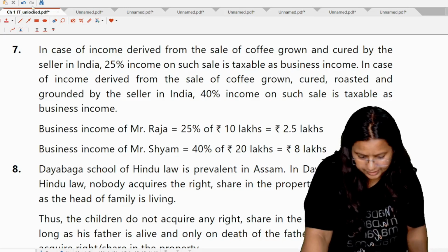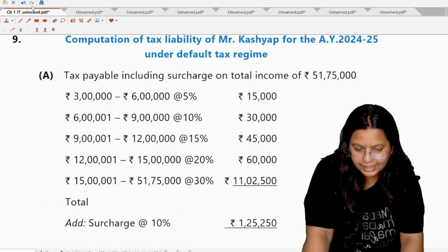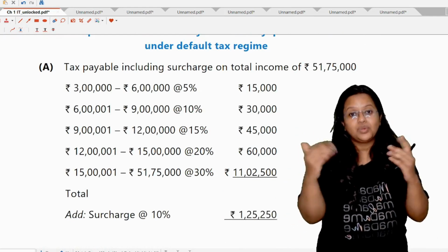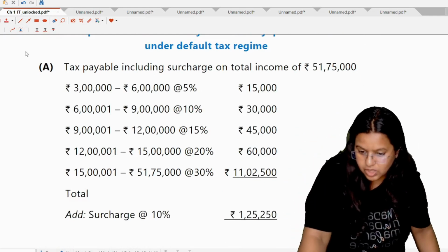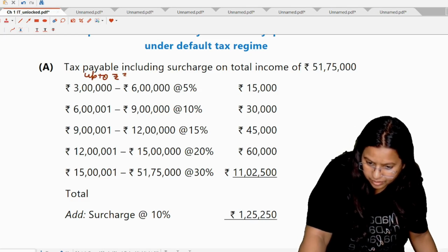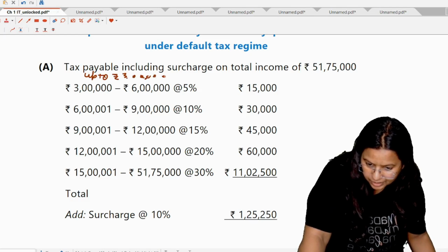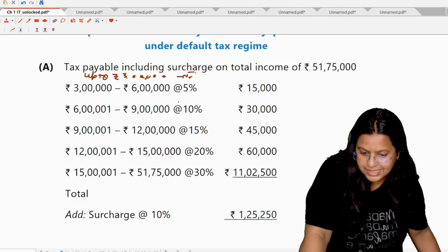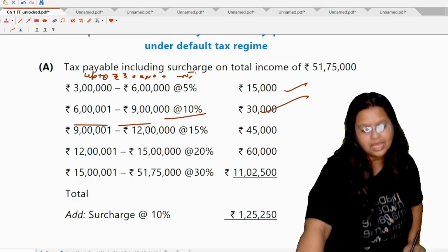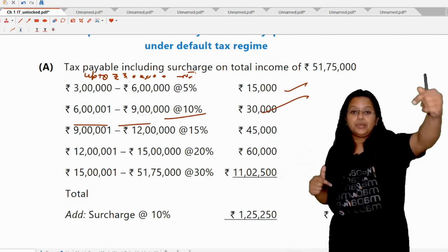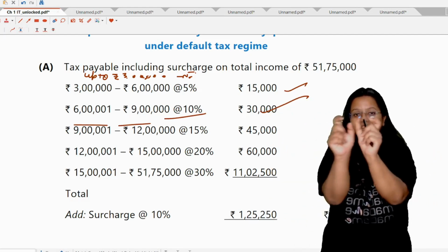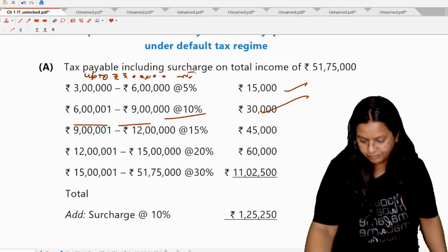So here's the solution. Now students, first of all it is a default tax regime, it means the new tax regime will be applicable in this case. So up to rupees 3 lakh, the tax rate shall be nil. 3 lakh to 6 lakh, 5%, that is 15,000. 6 lakh 1 to 9 lakh, 10%, 30,000. Then 9 lakh 1 to 12 lakh, an additional 3 lakh rupees at an additional 5% tax, 15%. So 3 lakh into 15% is equal to 45,000.